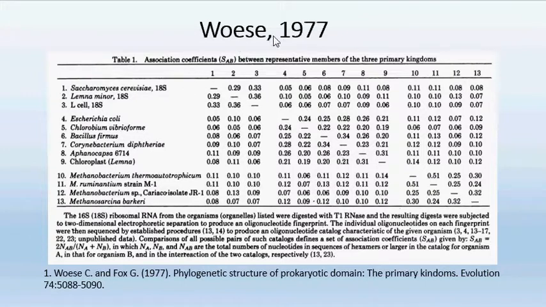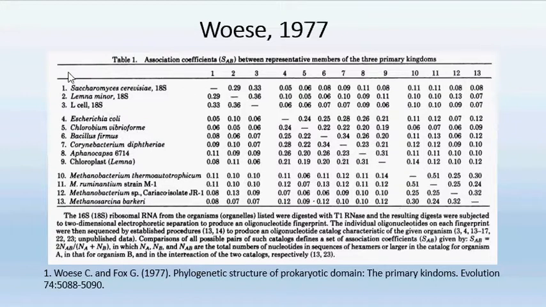But in 1977, Woese published a paper and studied the oligonucleotide sequence of 16S and 18S ribosomal RNA. It's a subunit of the ribosome that is highly conserved. The nucleotide sequence changes very slowly over time.